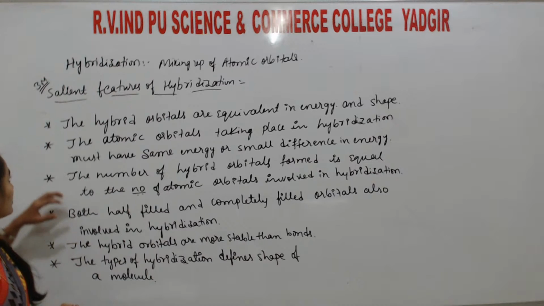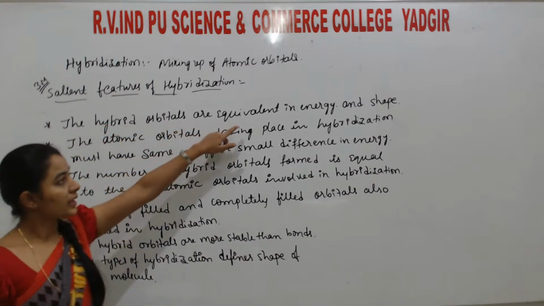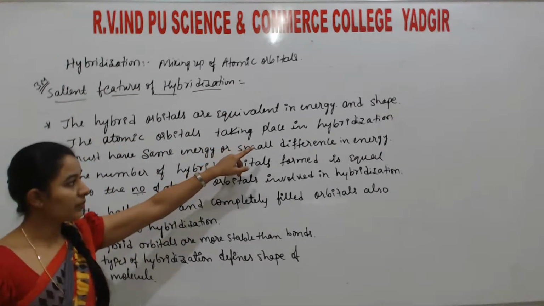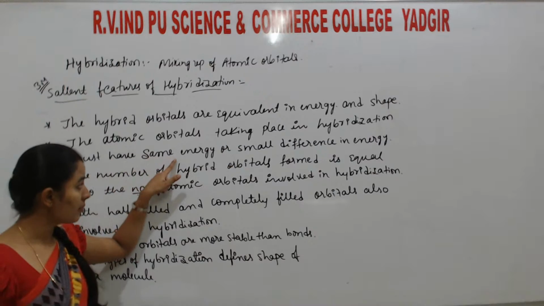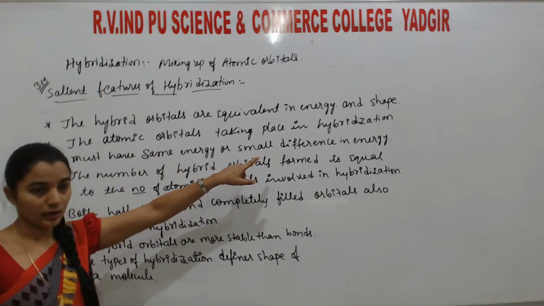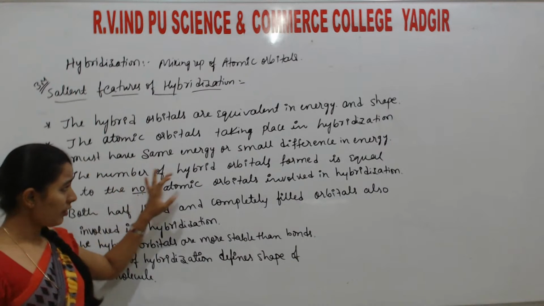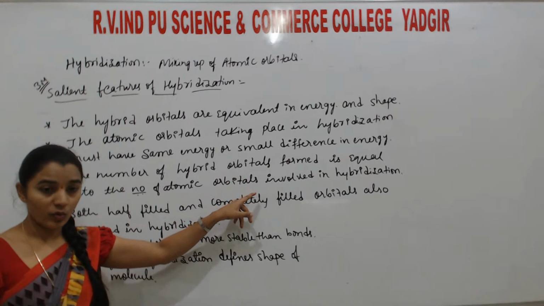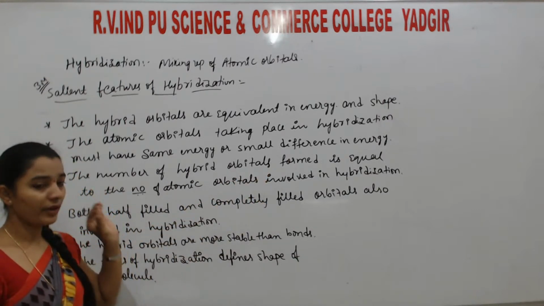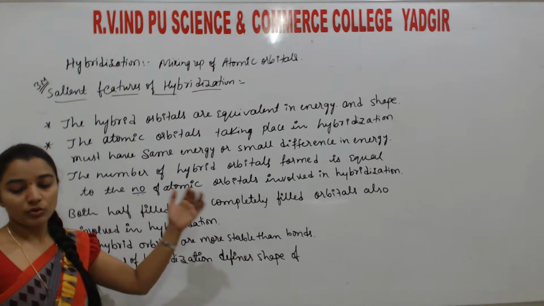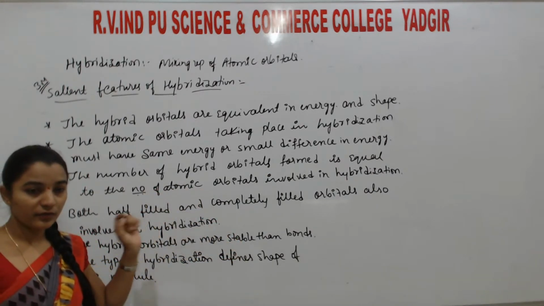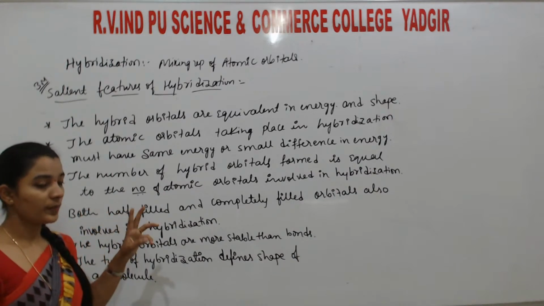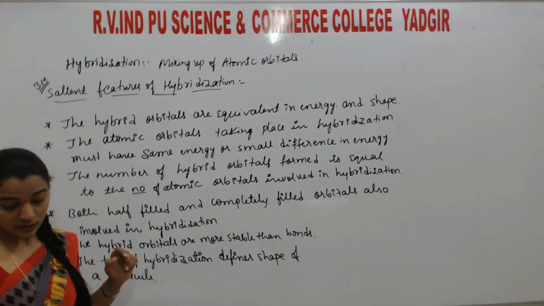Are you getting? So what is the first one? The hybrid orbitals are equivalent in energy and shape. Next, the atomic orbitals taking part in hybridization must have the same energy or a small difference in energy. Next, the number of hybrid orbitals formed is equal to the number of atomic orbitals involved in hybridization. Means, for example, one s orbital and one p orbital mix up with each other, then two hybrid orbitals will form, sp. Later I will explain.